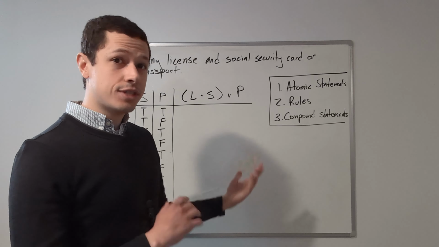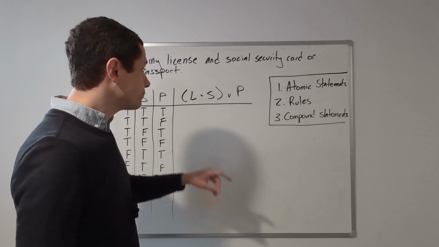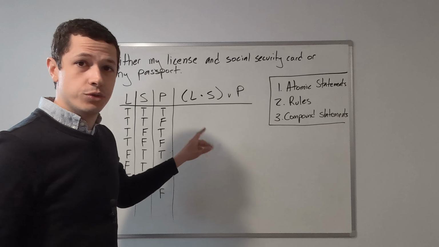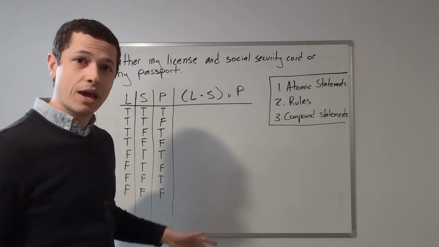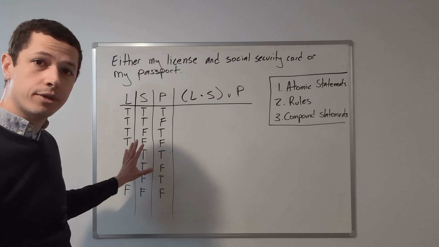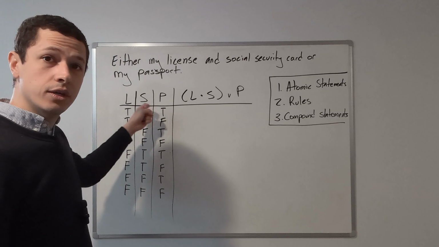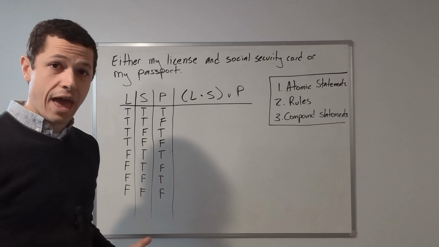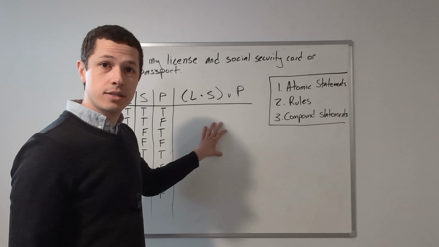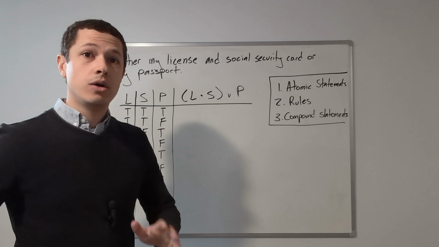Okay, step 3. This is the final step. Now all that's left to do is just to actually calculate that. Now notice, again, we have every single possible combination of inputs, every single truth value that these 3 atomic statements could have. Now we're just going to go ahead and see what that actually gives us.